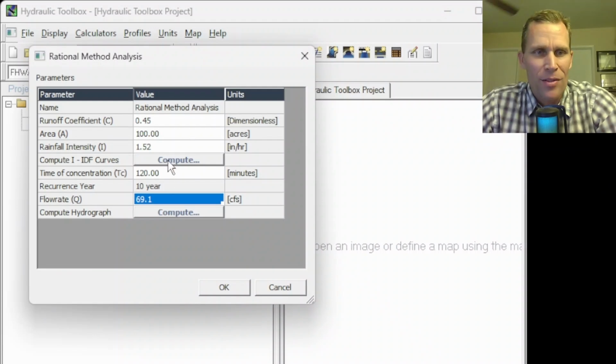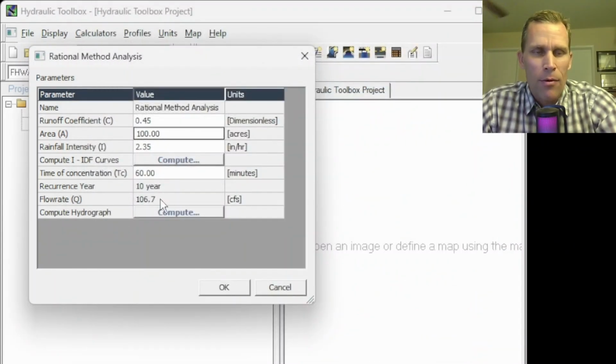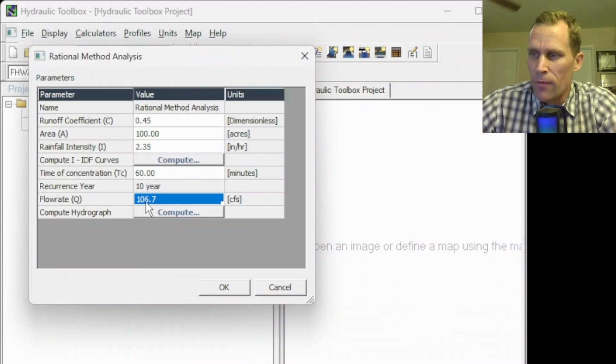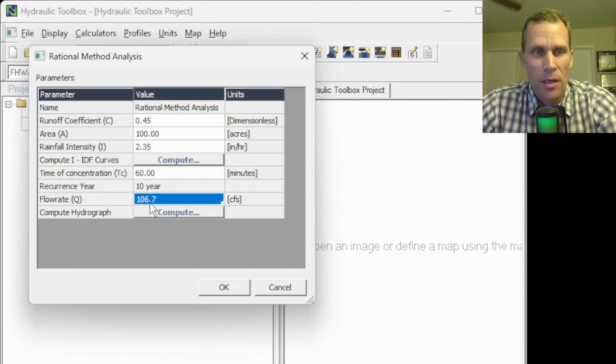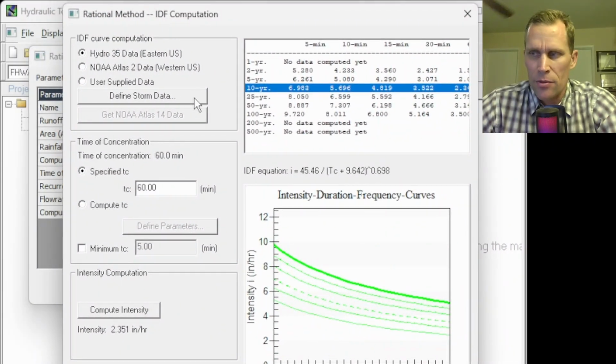So let's repeat that process once again. Sticking with round numbers, let's just go for 1 hour now on our time of concentration. Tab off, compute intensity, 2.351 inches per hour. I assume that's going to be a lot closer, so I'll click on done. Our flow rate is a lot closer. It's 106.7. Again, we're looking for 108.6. So this is really close, probably just a few minutes off because we're just a couple CFS off of our target for our first value, H equals 2.